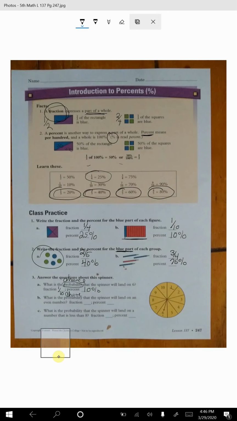5 out of 10 reduces, what does 5 out of 10 reduce to? 1/2, right? And that's 50%.